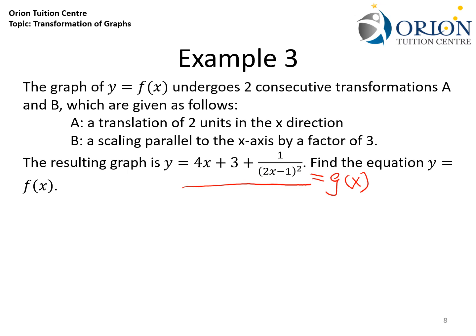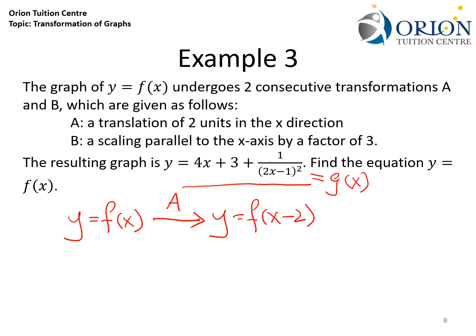So if we look at the forward order, starting from y equals f(x), what happens is I'm going to undergo a transformation of A first, which is a translation of 2 units in the x direction. That means I will end up with y equals f(x minus 2). And thereafter, I'm going to perform a second transformation B, which is scaling parallel to the x-axis by a factor of 3. That means I'm going to change the x into 1/3 x, which gives me y equals f(x over 3 minus 2). And this is equal to g(x).